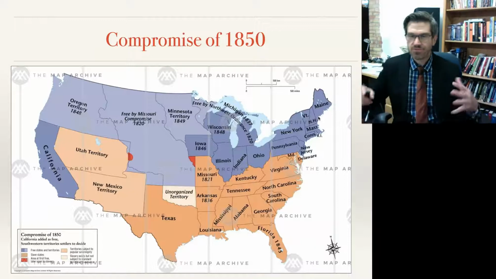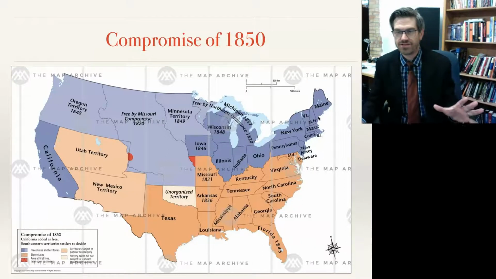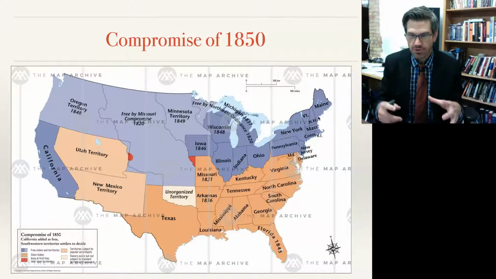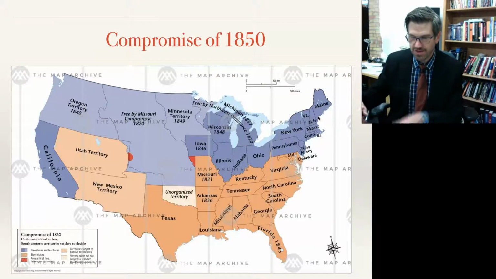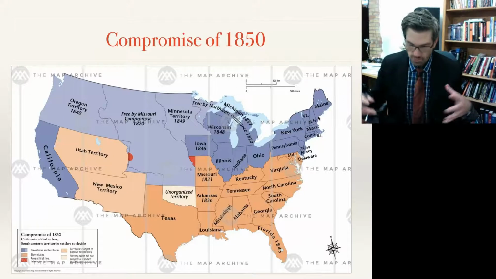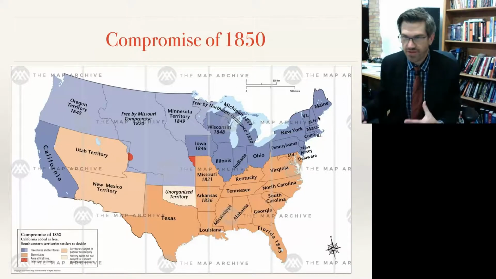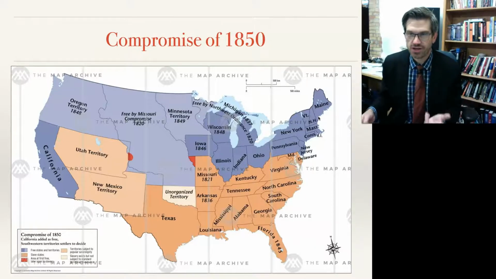There are other parts of the Compromise of 1850 that you can read about, but you don't have to worry about that right now, other than to say our country is desperately trying to figure out how to keep these two sides happy, slave states and free states, without leading to more conflict. Ultimately, it will be a failure. You're not going to ever deal with the issue. But this is one example.